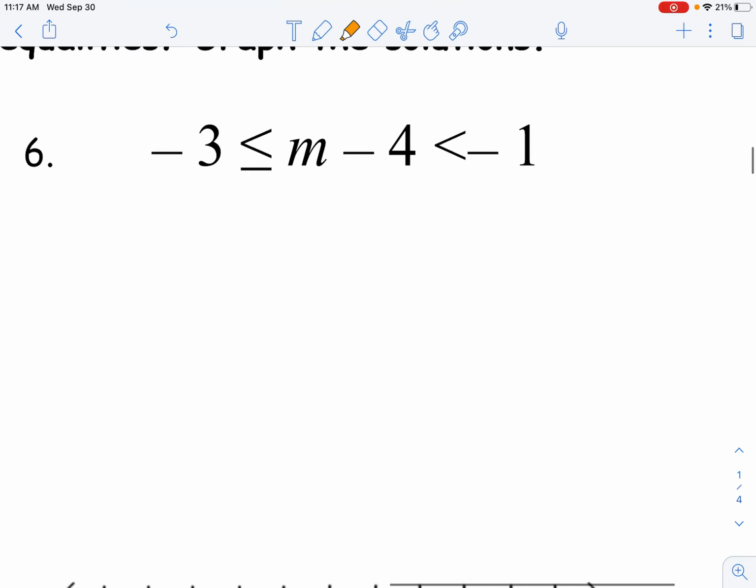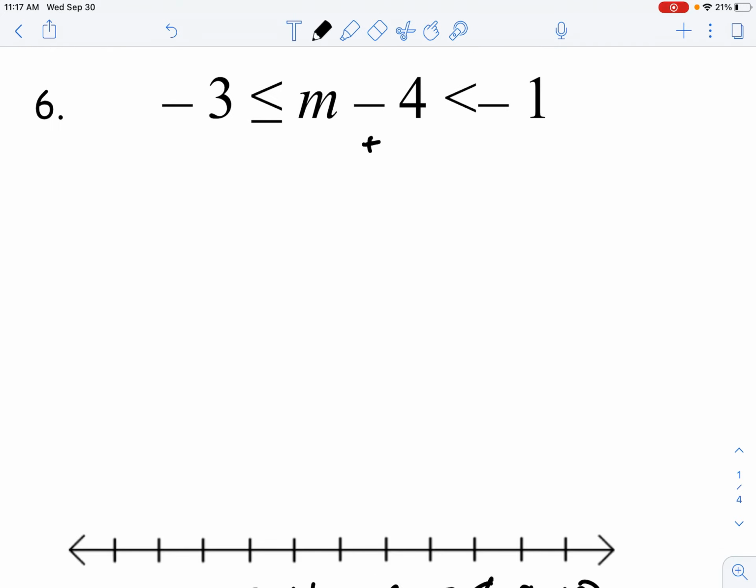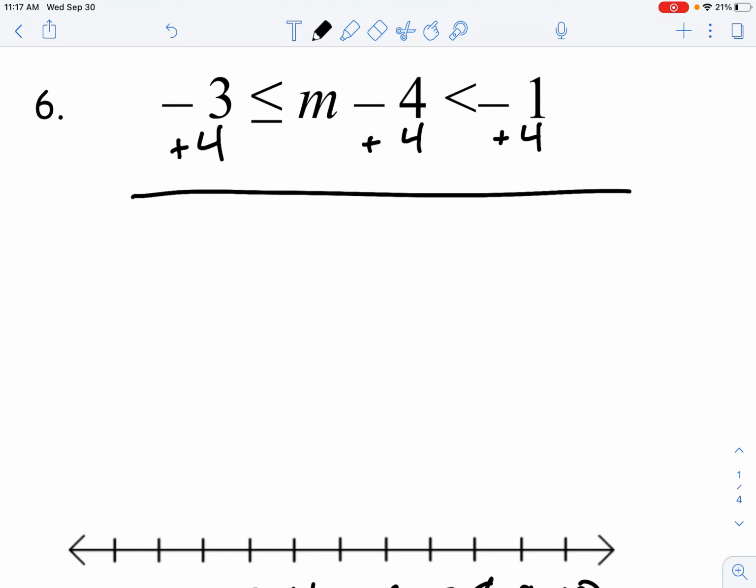Number 6, same idea here. We're adding 4 to both sides. So negative 3 plus 4 is 1. Cross those out, and put my other inequality symbol there. Notice how I'm keeping them the same as how they started. That one had an equal sign, the other one doesn't, so I'm not putting an equal sign on that other one. And then we should have a positive 3 over there.